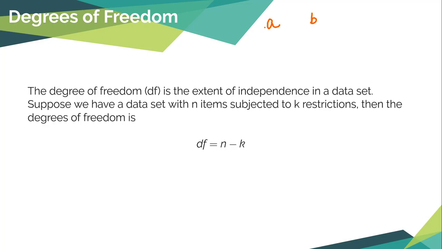You have the full liberty, right? You have two quantities A and B, and I am asking you to choose any value for A and B. So you have full liberty. In such a case, the amount of liberty enjoyed by these two numbers is 2.